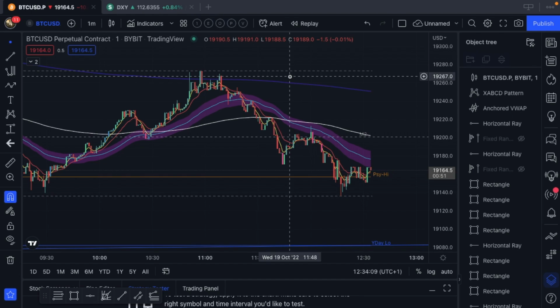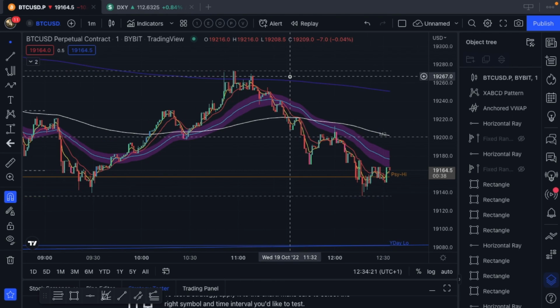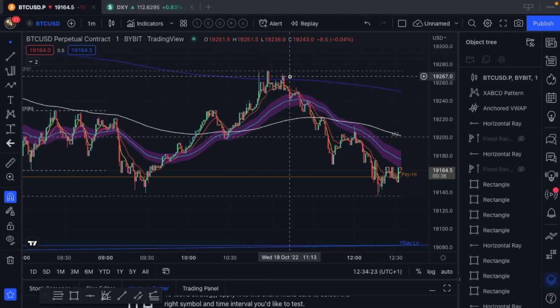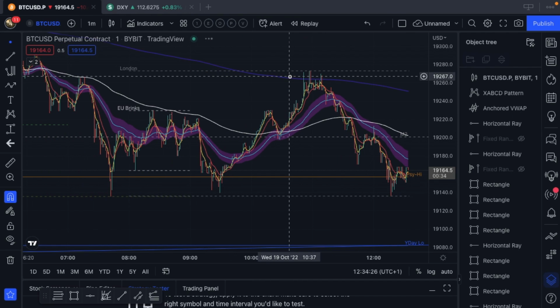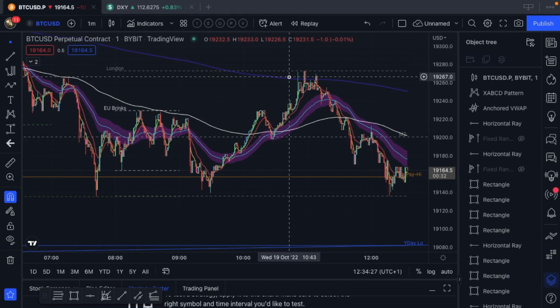I stick more to the wholes because whole numbers are much more psychologically relevant in Bitcoin. So anytime you reach 19,000, 20,000, 21,000, right? That's just a quick statement, so it has nothing to do with what we're going to do today.